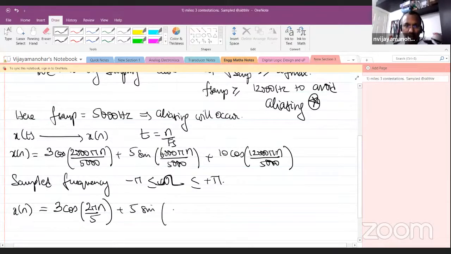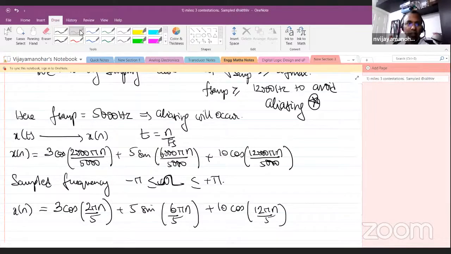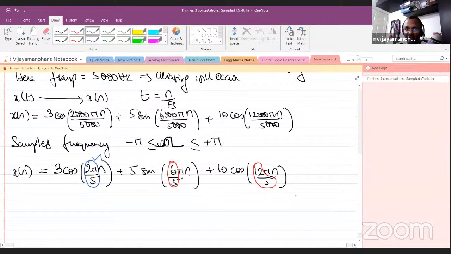5 sine, here I will have 6 pi n by 5. So this is greater than pi. So here aliasing will occur. And then this will be 10 cos 12 pi n by 5. So clearly this is greater than pi. The coefficient should not be greater than 1, kindly note this. So 2 pi by 5 is perfectly fine because this is less than 1. So what will happen? This will get aliased. How will this get aliased? 6 pi n by 5 can be written as 2 pi n.